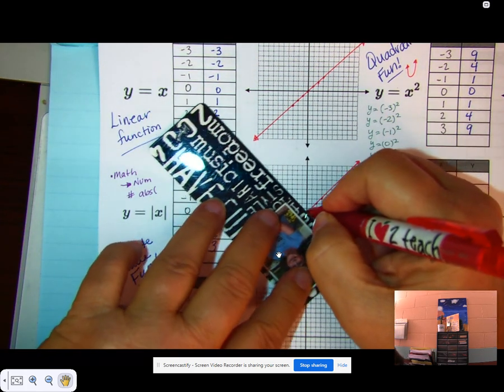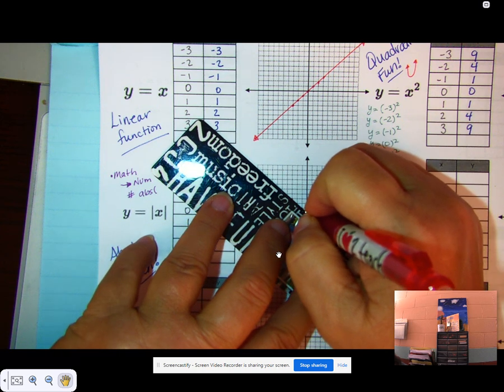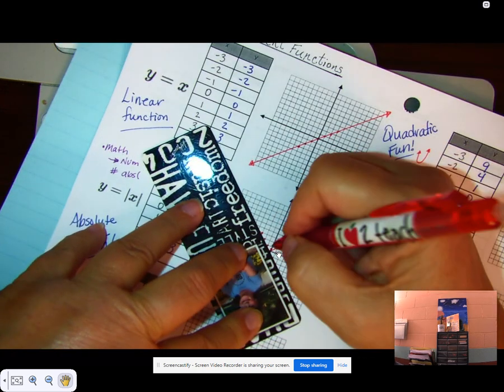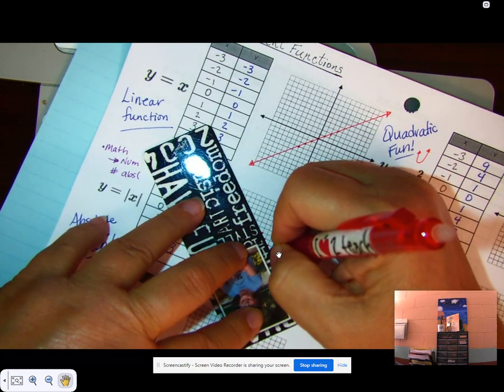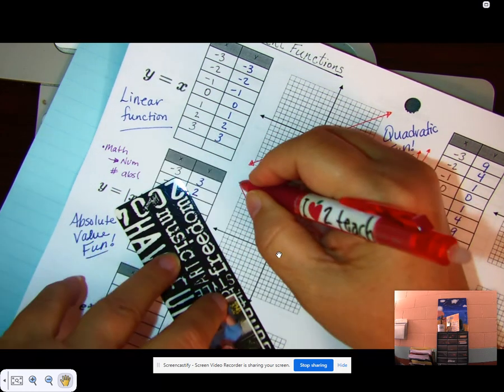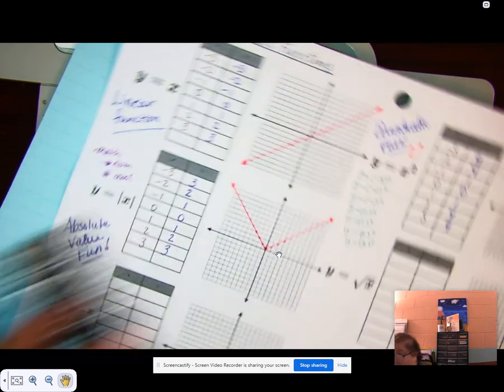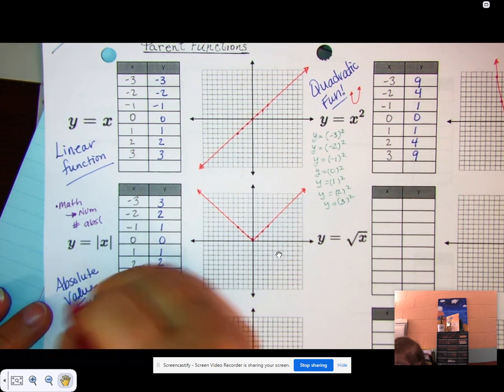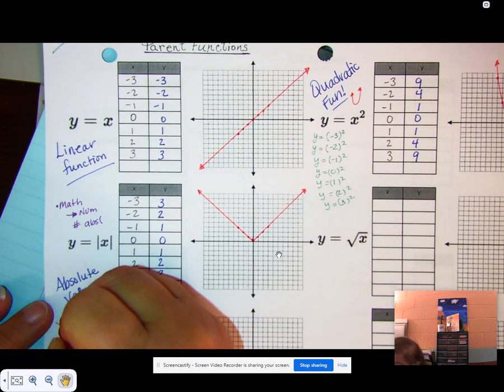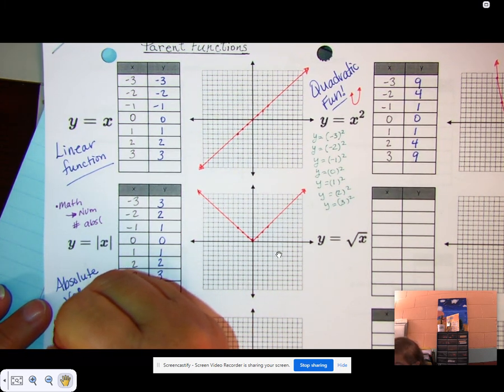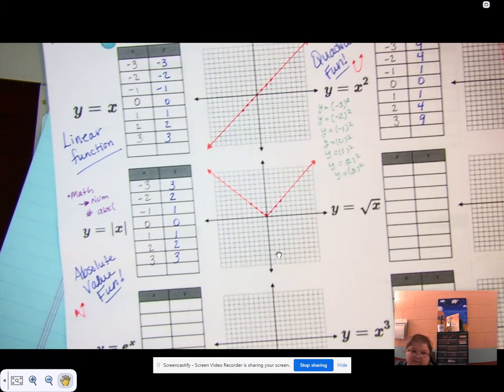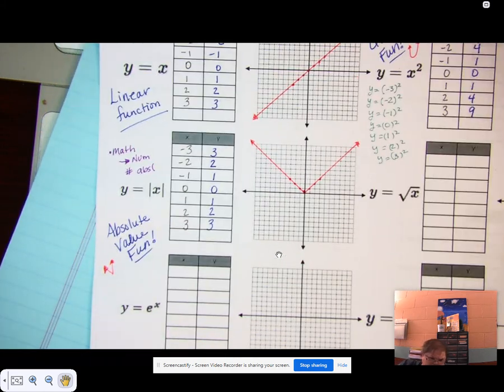So in this case, when you have an absolute value function, you've got a V shape. So absolute value makes a V shaped graph. Value, V. That's one way to try to remember that. Okay. So that's what that looks like.